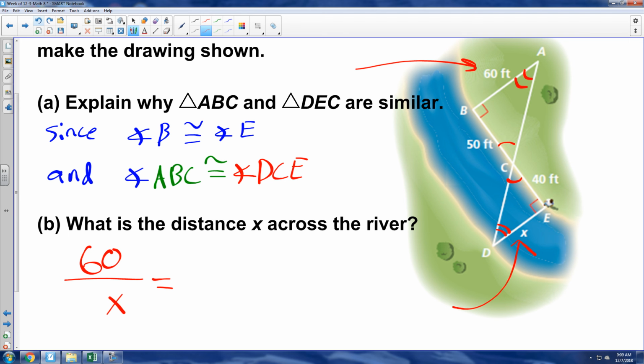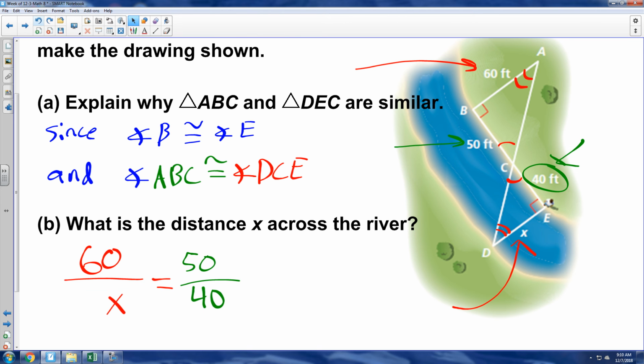Now I'm going to look at what's in between the 1 and the 90. These are the 1s, right? So in between the 1 and the 90, I have this side, rather, 50, on the top triangle. And in between the 1 and the 90, I have 40. So this is the proportion we need to set up, okay? That's what we need to do.